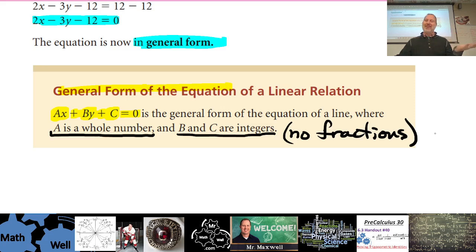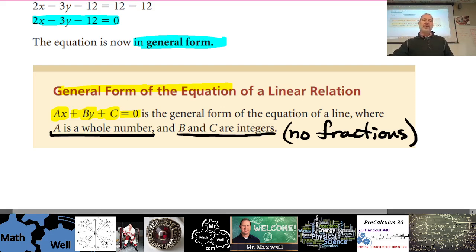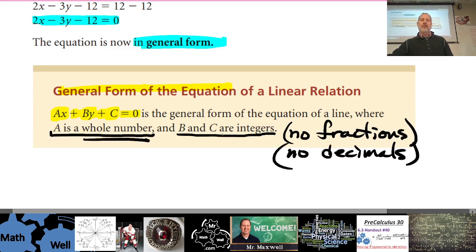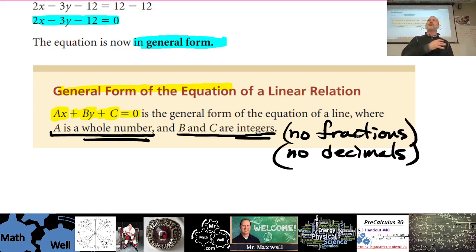There are no fractions. But technically, we don't want decimals either, because decimals are just another way to write a fraction. So no fractions. Thank you for saying that, though. We should say no decimals either. So a has to be a whole number, and b and c integers. So if you wanted to get rid of a fraction like 1/2, what would you have to do to get rid of that fraction, or to write it in a different way? You'd have to multiply everything by what? The denominator. Yeah, by whatever the denominator is. That's right. You multiply everything by that. And we'll do some examples there.